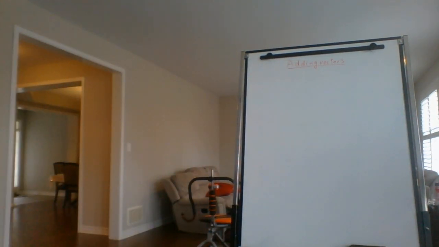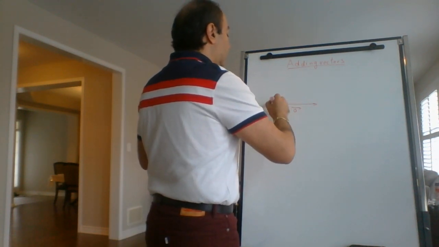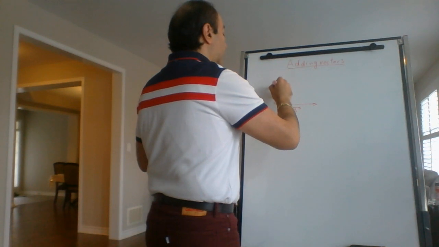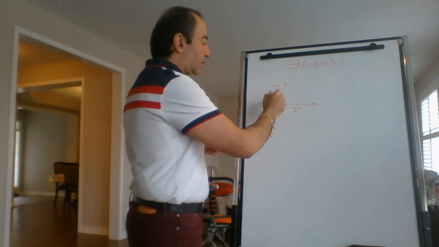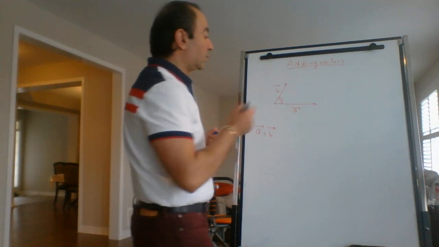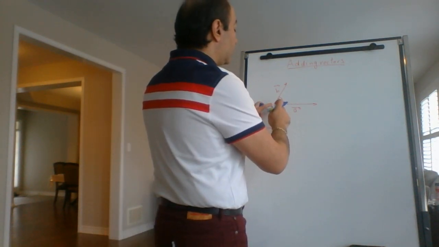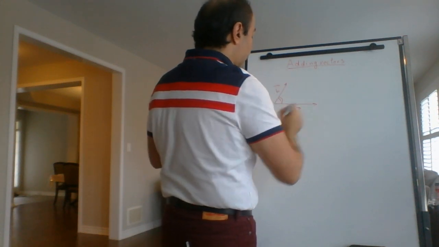Alright, so the next example is very important. What if I have vector A and vector B, and I want to find A plus B? This is the angle between A and B. In order to do that, I have to arrange them head to tail, so I have to move this vector to the head of the first vector.